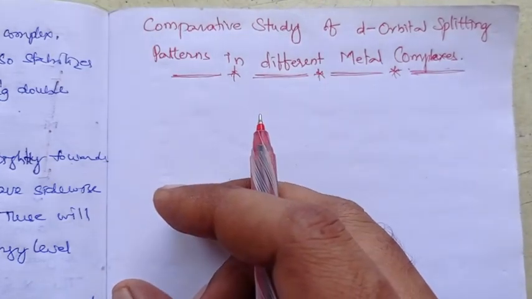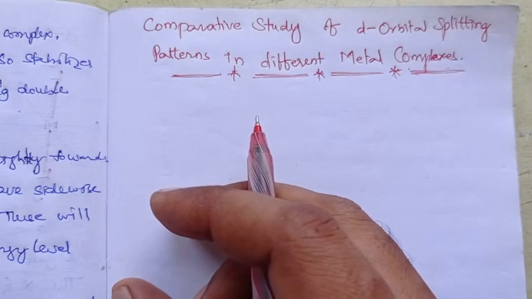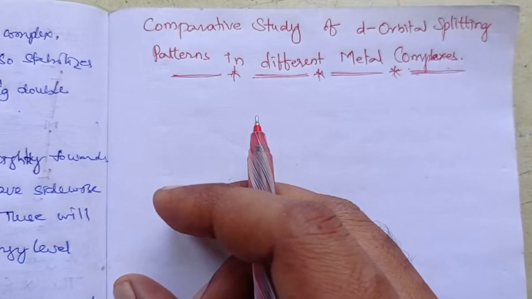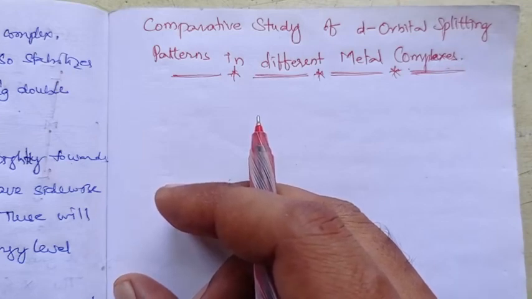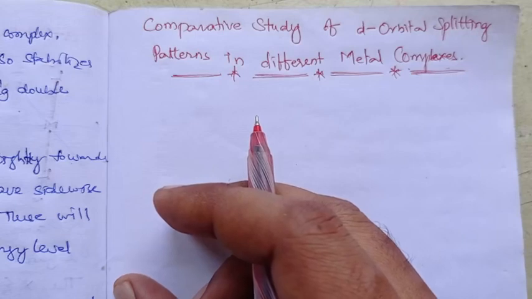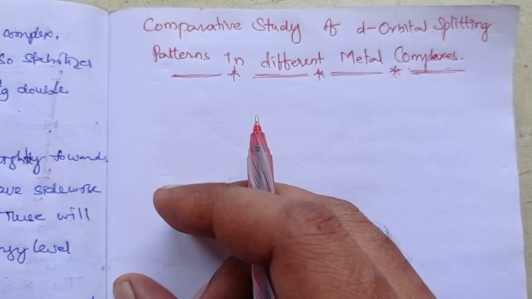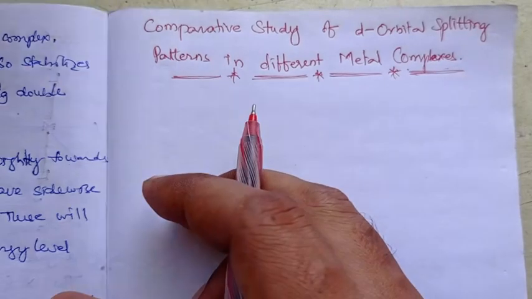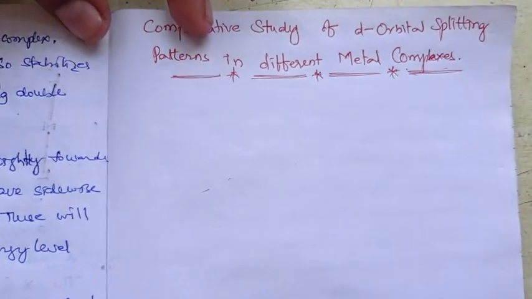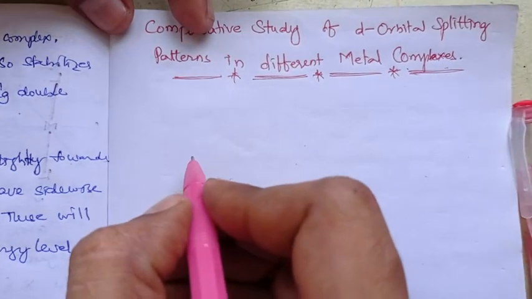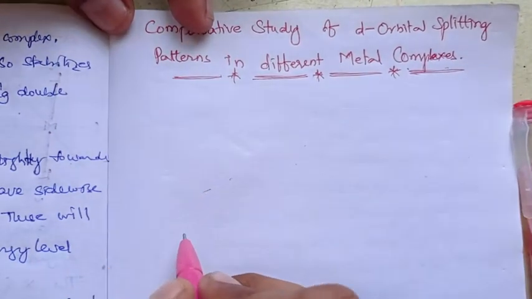This will help you understand comparatively the differences from one splitting pattern to another, and how the splitting pattern changes can be understood very well. So, starting with the octahedral complex.